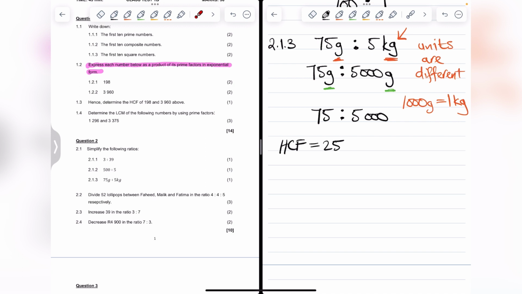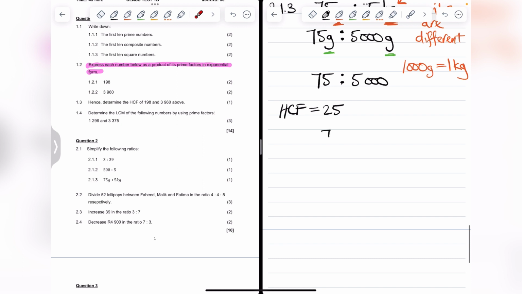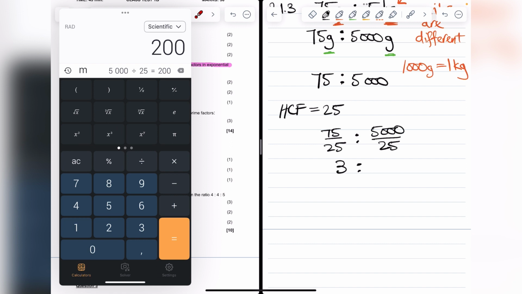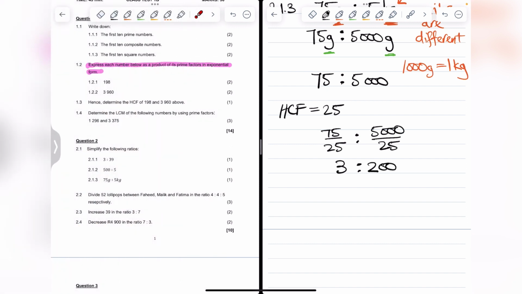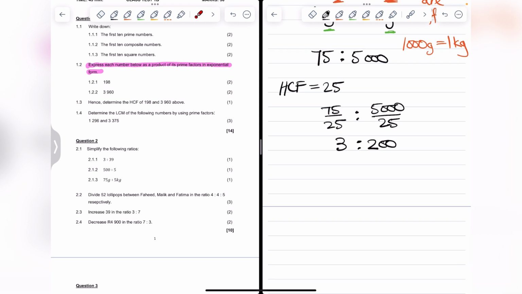So we're going to divide both sides by 25. So that is 75 over 25 is to 5,000 over 25. So 75 divided by 25 gives us 3. And of course, 5,000 divided by 25, as we saw earlier, is 200. So that is 3 to 200. And that would be our simplified form, or simplest form, of that ratio.